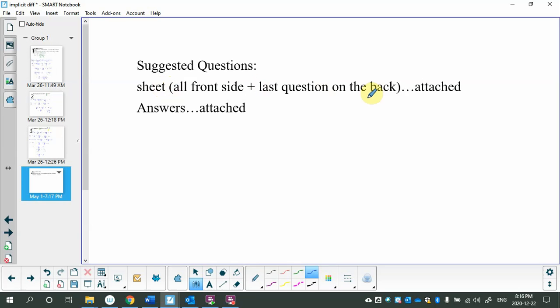So there is a sheet, likely on the Google Classroom. It's attached. The answers, I'll make sure, are also attached. Do all the front side of the sheet, and then do the last question on the back. I am not really sure what the questions look like in the back, but I'm sure I've said that for a reason. So unless you want to punish yourself, don't do any extra.